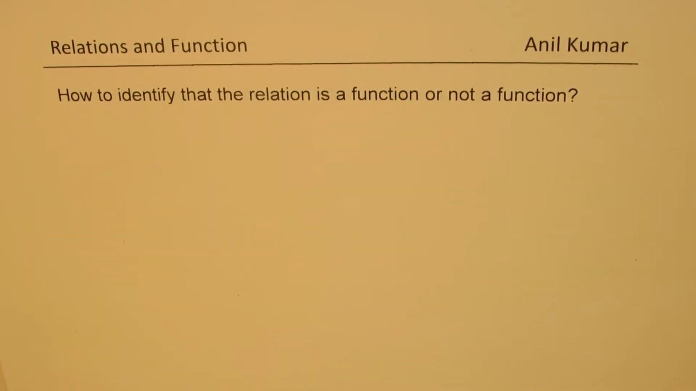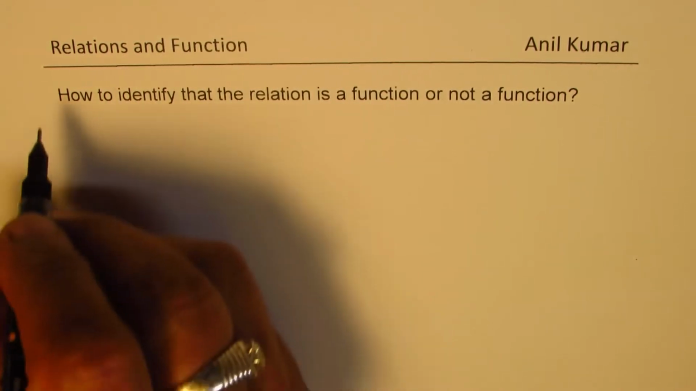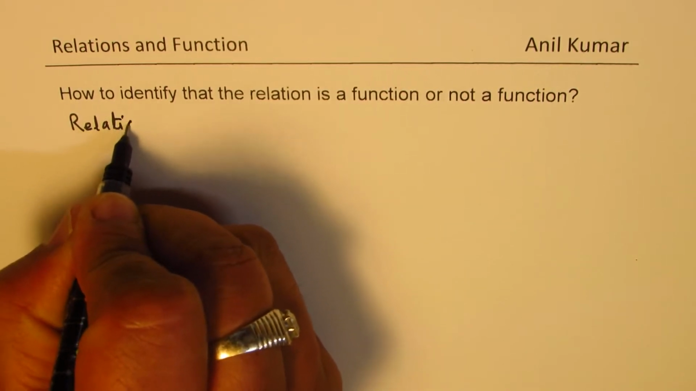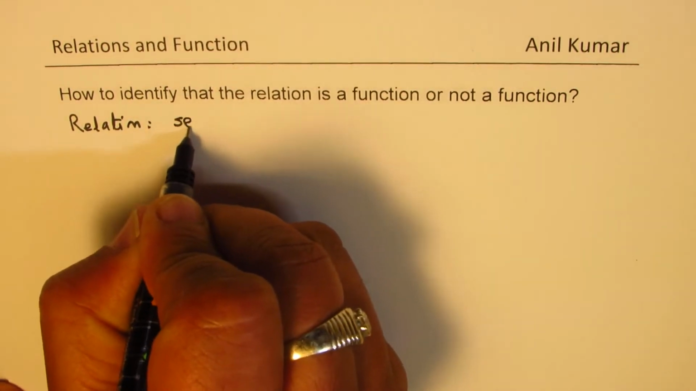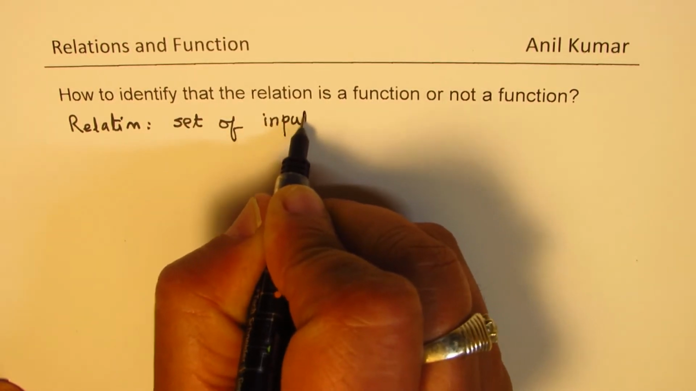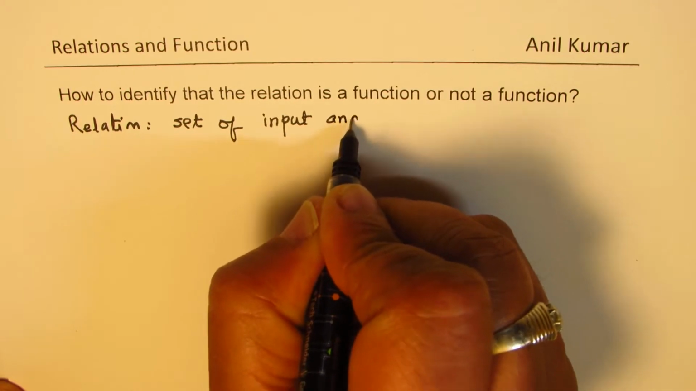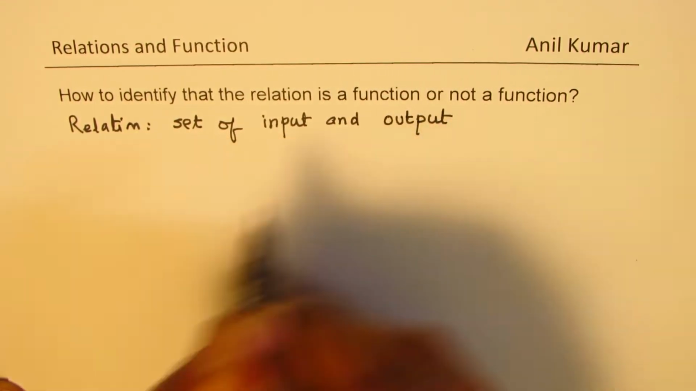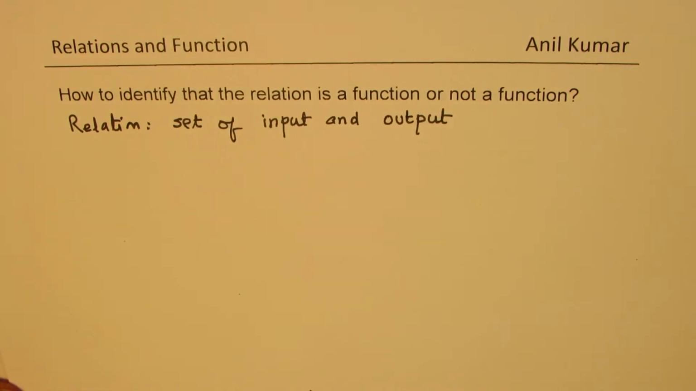Let's begin by understanding what a relation is, what a function is, and how to identify whether a relation is a function or not, correct? In short, a relation is basically what? A relation is a set of input and output. Right? So in short, we can say a relation is a set of input and output.